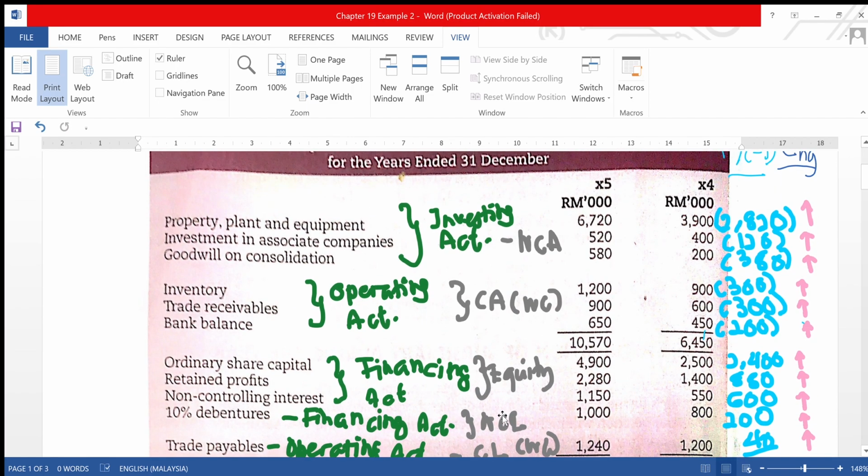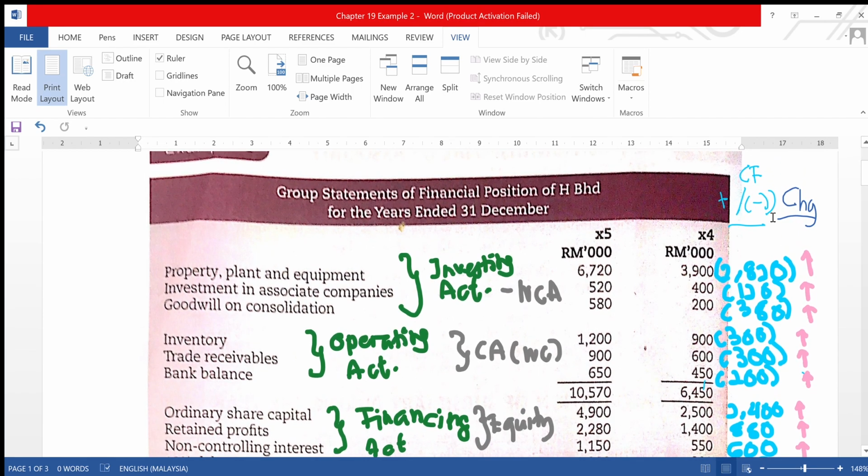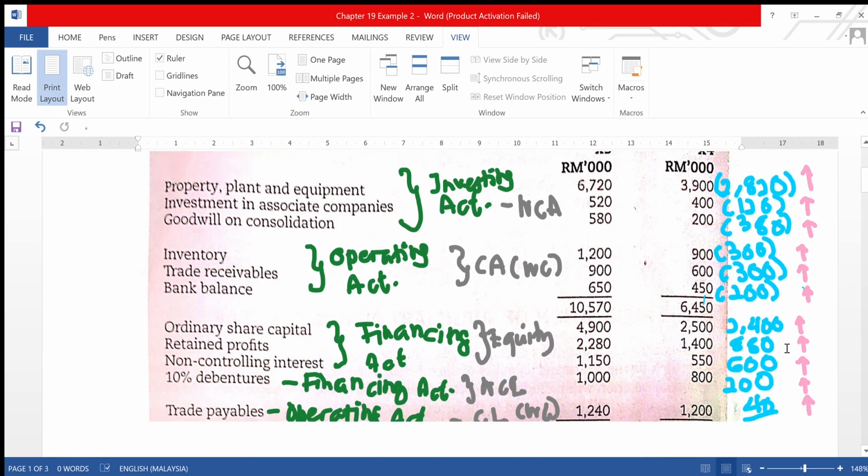Okay, so after I classify it, I calculate the movement. And I think you have already understood the movement. Okay, we look at one example. For instance, there is an increase in property, plant and equipment, which means purchase of property, plant and equipment, that means cash out, and vice versa. In this case, all the assets are increasing, so that's why all are negative.